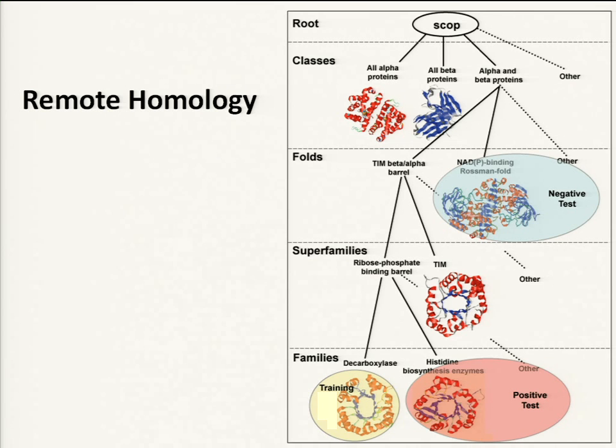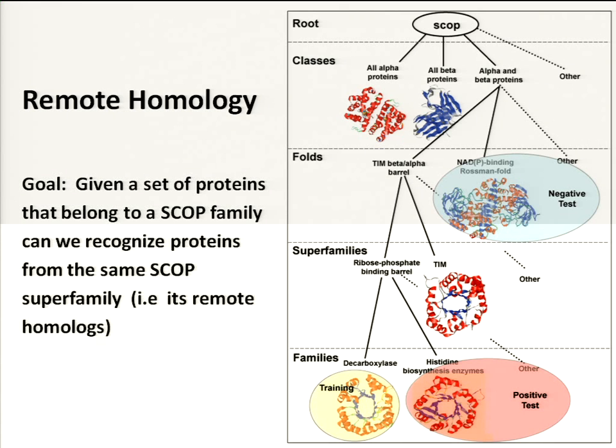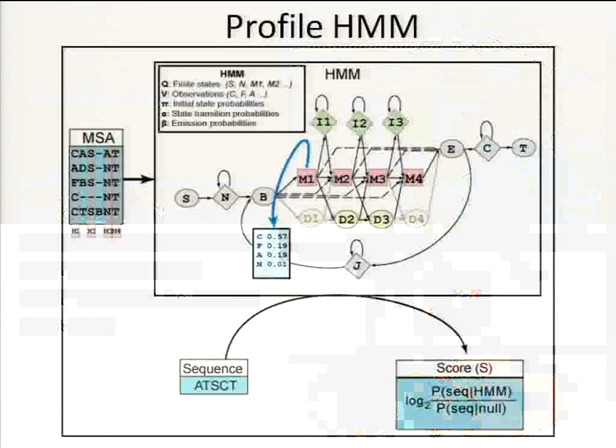The next level up is superfamilies, which have common structure but are more remote. We will look at remote homologs, proteins from the same superfamily. Most methods detect homologous proteins using profile hidden Markov models.